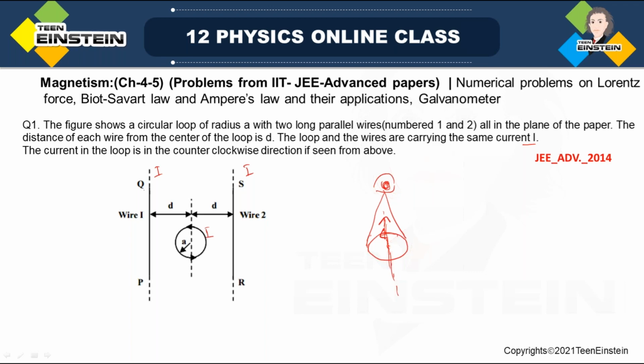That means, since the loop is in the plane of the paper, the magnetic field produced by this loop will be in the direction perpendicular to the plane of the loop, that is the upward direction, or coming out of the plane of the paper. That is what we can understand from this particular statement.